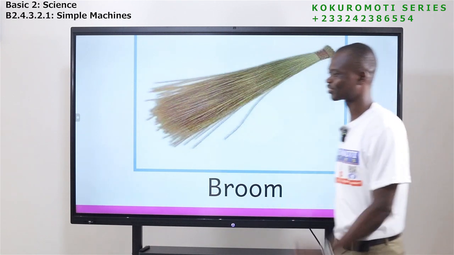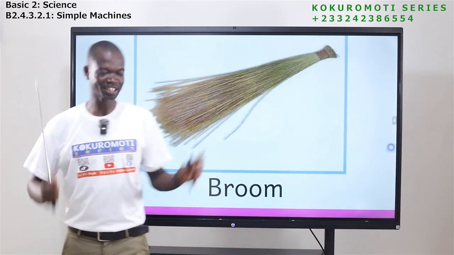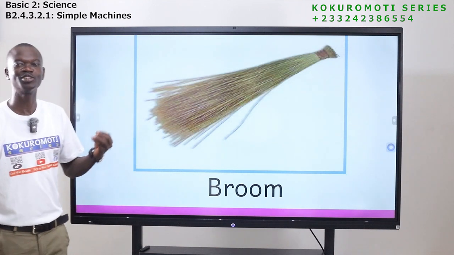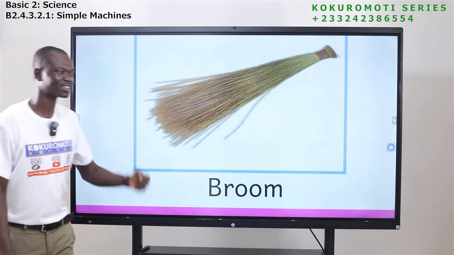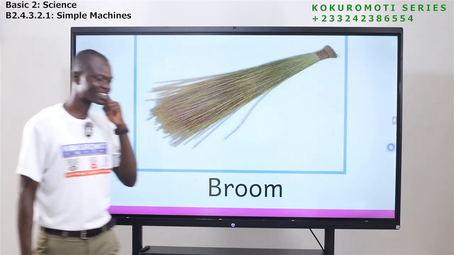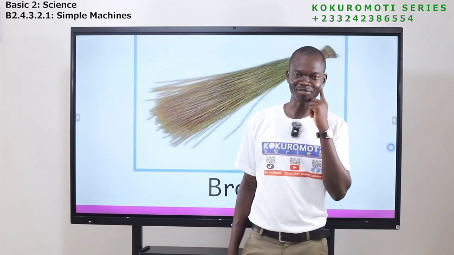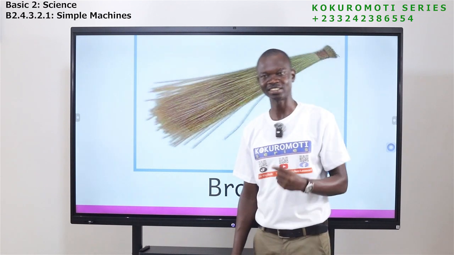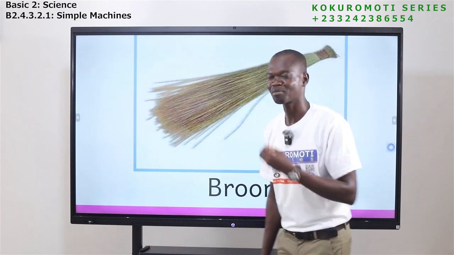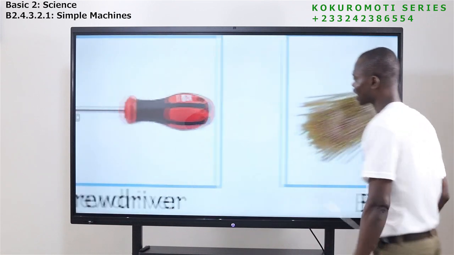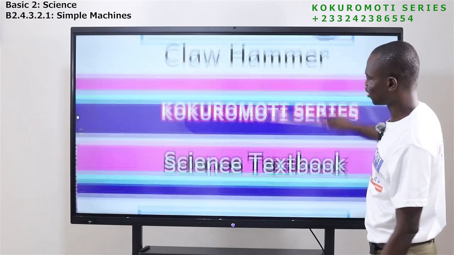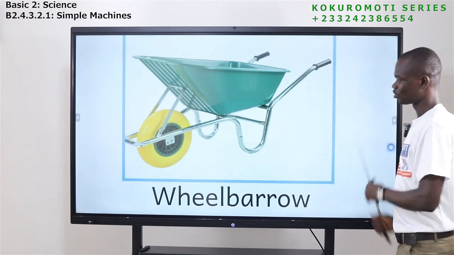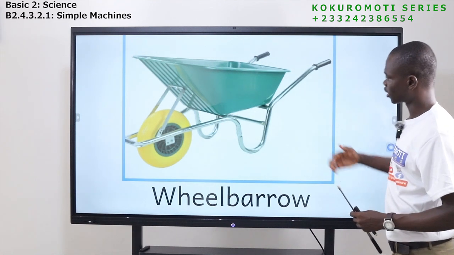Broom is a machine, oh. You don't know. Broom is a machine, and it's one of the simple machines. So anytime you are giving examples of simple machines, remember that I said something and you were laughing: that broom is a machine. Yes, broom is a machine, but it's a simple machine. I know I'll ask you this question, and I know you get it correct. Okay, so this is what?